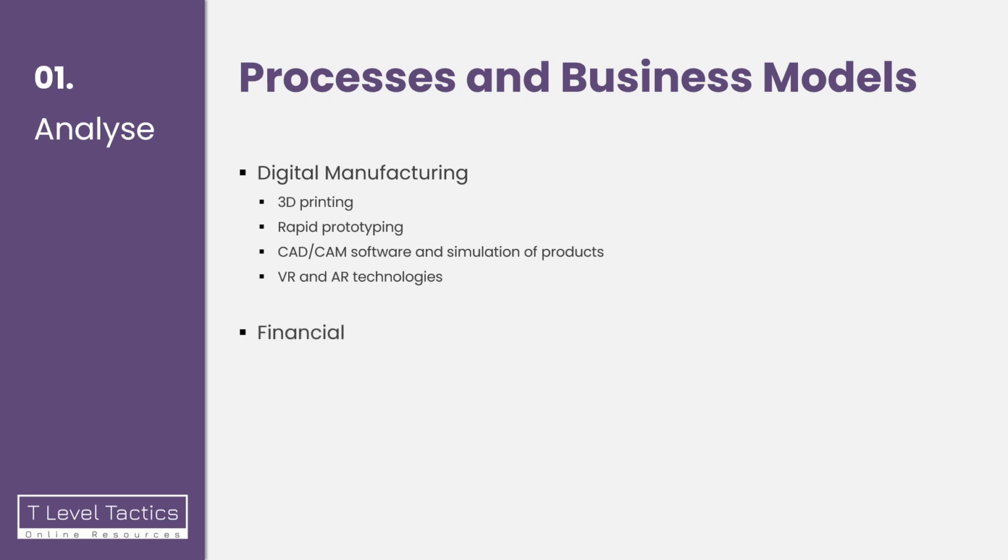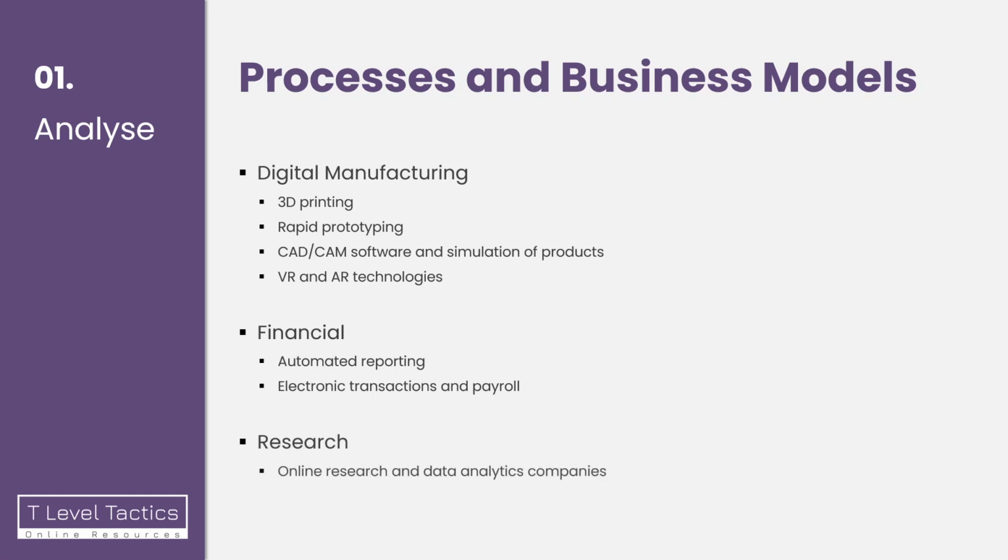In terms of finance, we have more automated reporting. Now with emerging AI technologies, we can get assessments of those reports. And electronic transactions and payroll are making the movement of money much faster and quicker than ever before. In terms of research, we can make use of online research and data analytics companies. And we can use them to look at social media analytics so we can better target our audience.